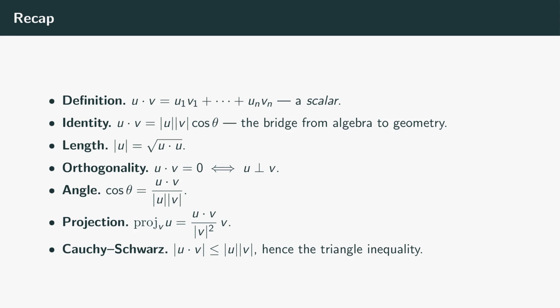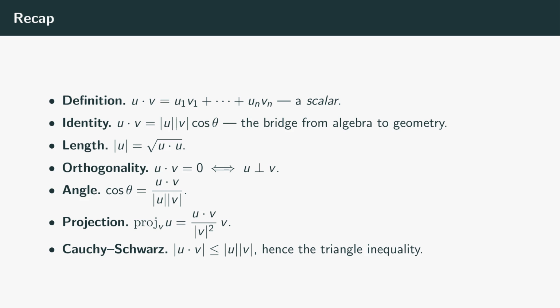Let's recap. The dot product of u and v is the sum of the products of matching components, and its output is a single number. The whole episode rests on one identity. The dot product equals the magnitude of u times the magnitude of v times the cosine of the angle between them. The bridge from algebra to geometry. From it, everything else falls out.